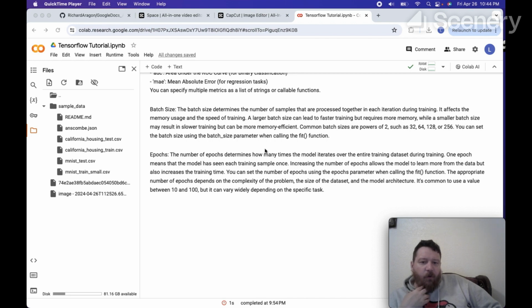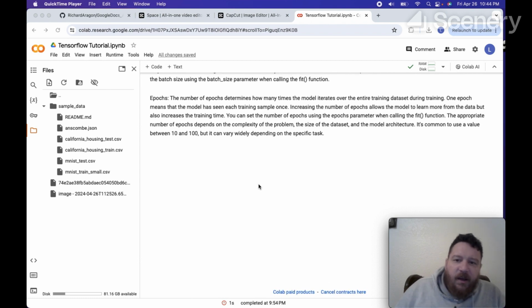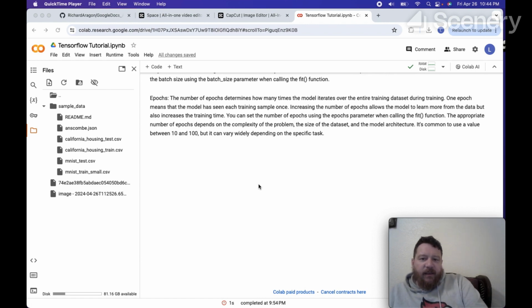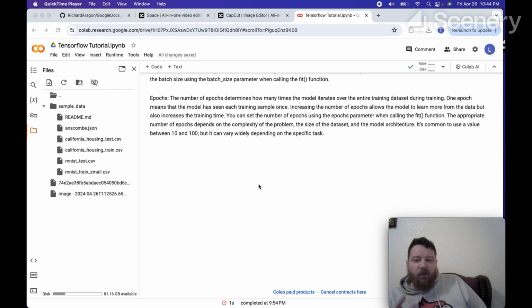And then the very last one to go over here is epochs. The number of epochs determines essentially how many times the model iterates over the entire training data set during training. So 1 epoch means that the model has seen each training sample 1 time. Increasing the number of epochs allows the model to learn more from the data, but also increases the training time. You can set the epochs by utilizing the fit function. And generally speaking, for most models, you're setting the number of epochs on a data set between 3 and 5 epochs.